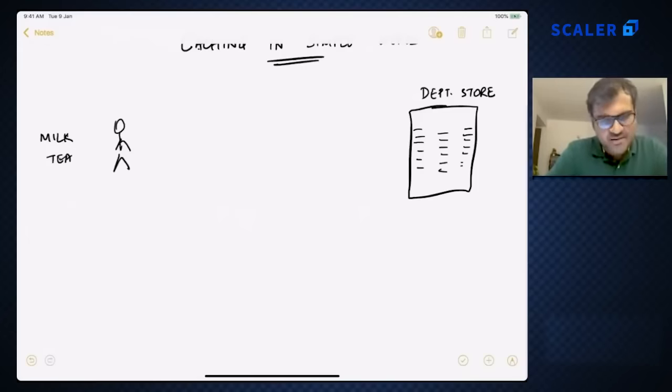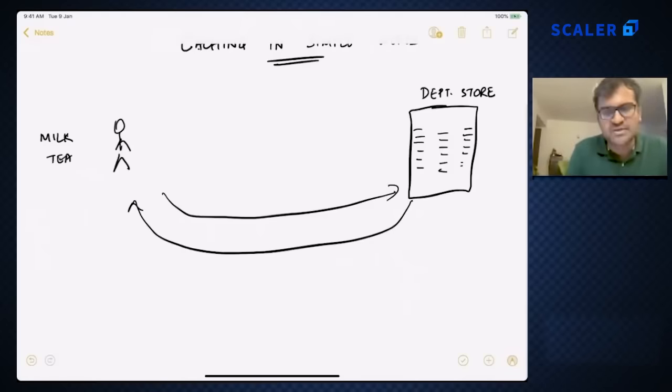All right, so let's imagine that you want to make milk tea. One obvious ingredient of milk tea is milk itself. And milk I find in most grocery stores, department stores that are around me. So one obvious way, whenever I'm making milk tea, is that I go to the department store, fetch milk from there, and then make my milk tea. This to and fro process, by the way, ends up taking a lot of time.